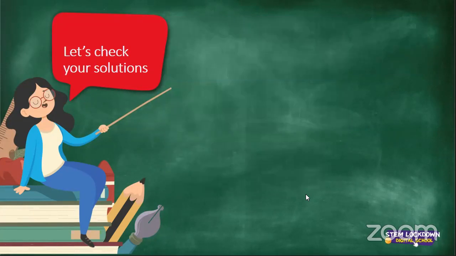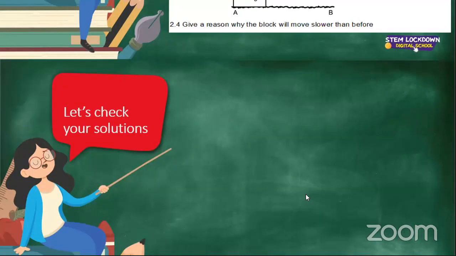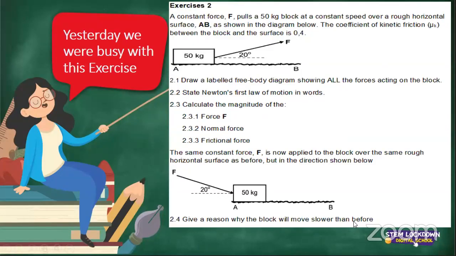Now, the other question that was asked was, give a reason why the block will move slower than before. Now, we are saying the same block, the same constant force F is now applied to the block over the same rough horizontal surface as before, but now in a direction shown below. Now, instead of this force pulling, it is now pushing. So let's see the reason why the block will move slower.